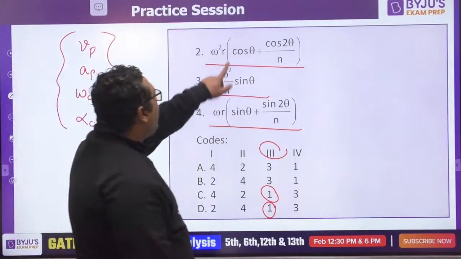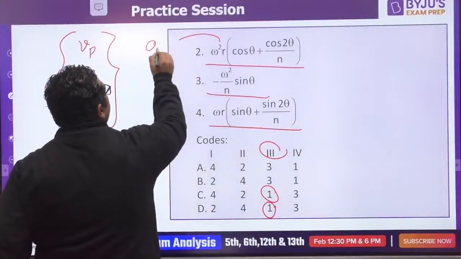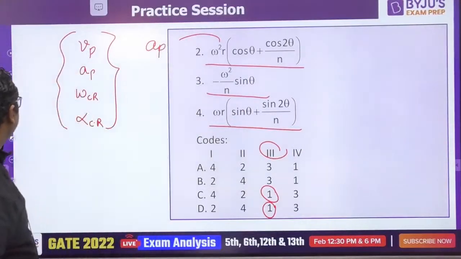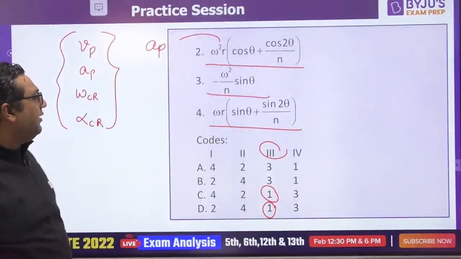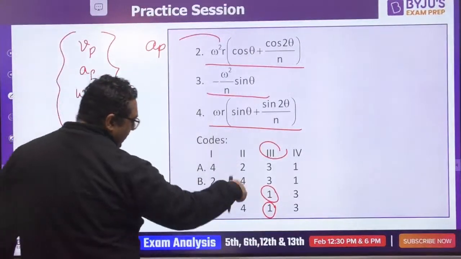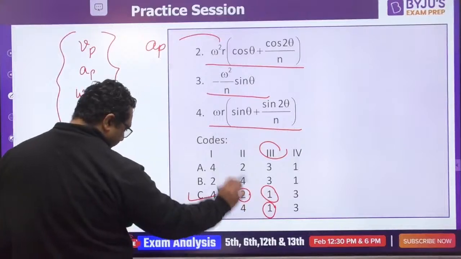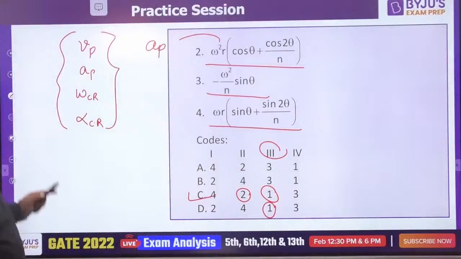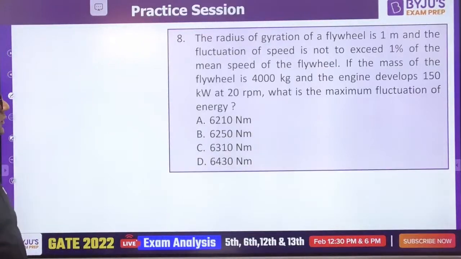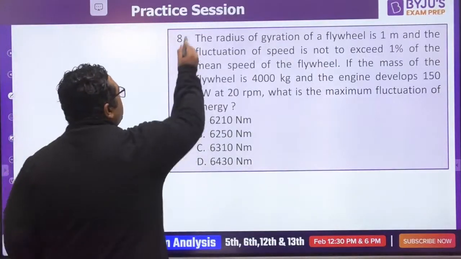Now, omega square r, this is nothing but the acceleration of piston. Acceleration of piston is the second term, so the second term would be having 2. C is correct. There is no doubt about that. C would be the right answer, guys. This is again the question from Flywheel.